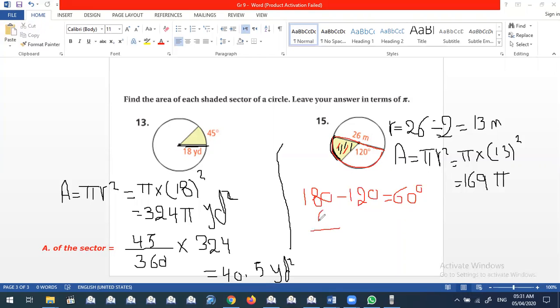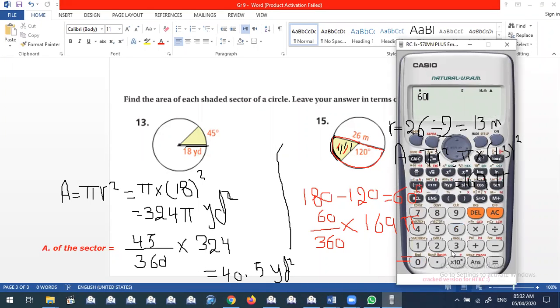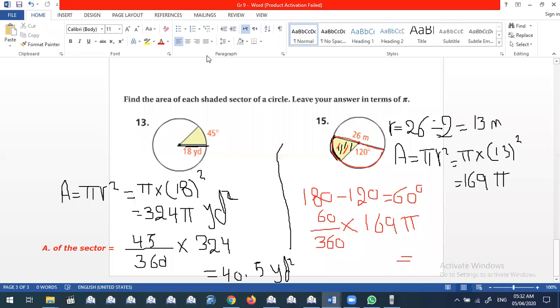Now we have the measure of this arc, the arc of the sector. So to find the area of this sector, make 60 over 360 times the area of the circle, 169 pi. Let's find the final answer. 60 divided by 360 times 169. The final answer is 169 over 6. I can't change it into a decimal. So keep it like that or make it a mixed fraction, 28 and 1 over 6. So the answer is 28 and 1 over 6 pi.